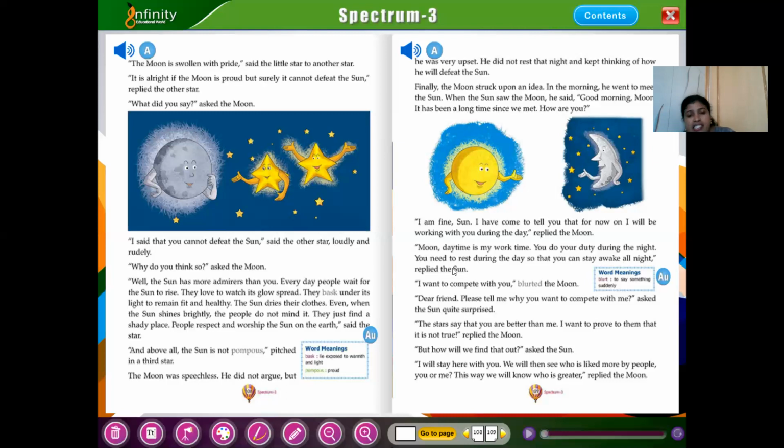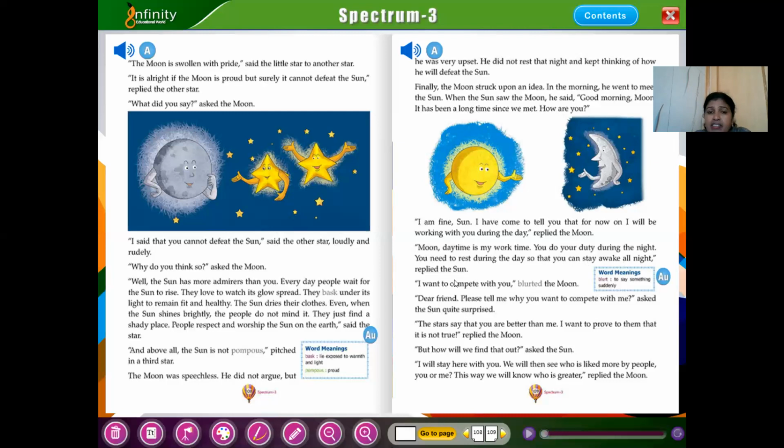You need to rest during the day so that you can stay awake all night," replied the sun. When the moon asked to work daytime with the sun, the sun said, "Daytime is my work time. You have your duty at night. You need to rest in the daytime, because you have to stay awake the whole night."